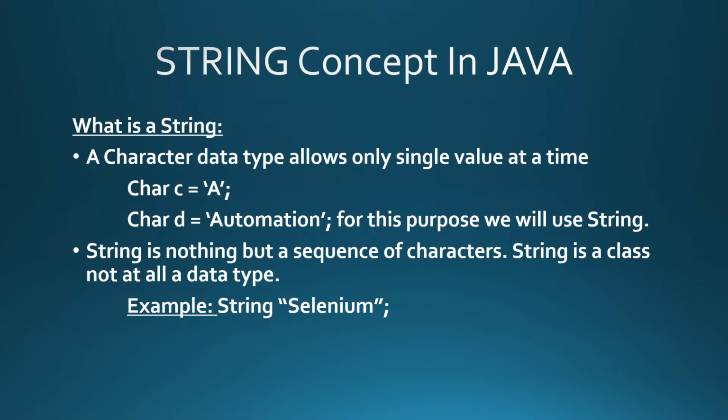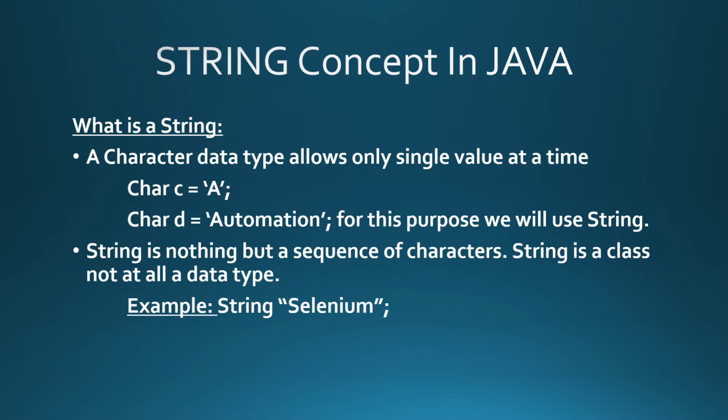Before that, what is a character here? A character data type allows only a single value at a time. Below is the example: char c equals, inside single quotations, a. If I mention sequential characters for the same data type, that is char d equals automation, it will throw an error, because a character will only accept one value at a time.